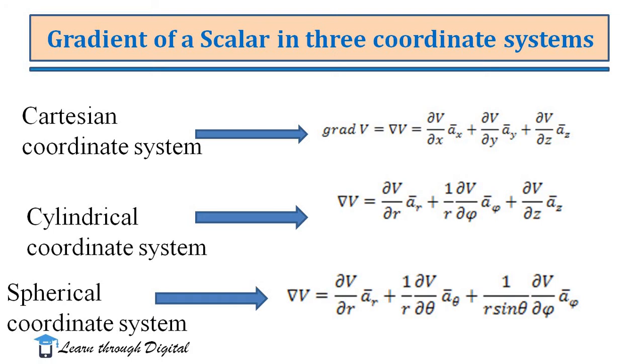Similarly, in the spherical coordinate system, grad V is equal to ∂V/∂r a_r vector plus 1/r ∂V/∂θ a_θ vector plus 1/(r sin θ) ∂V/∂φ a_φ vector. So, from this, we understand how to write the gradient of a scalar in three different coordinate systems. We should remember these expressions. It will be helpful while solving the problems related to the gradient of a scalar.